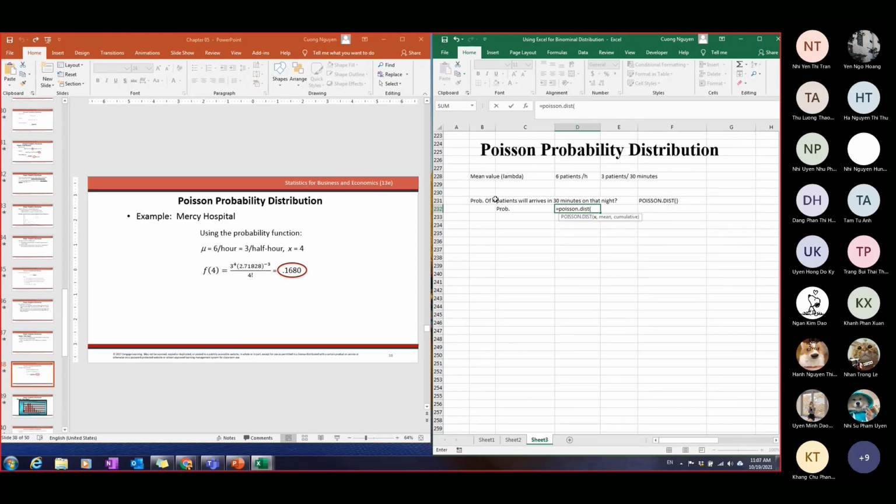X means we want to have 4 patients. Mean value, that's normally how many patients in 30 minutes? 3, right? For the cumulative, now we will just put in false. Okay, and you will see over here that means we have a 16.8% chance that 4 patients come in 30 minutes. You can do the same, you can test it with the probabilities and the outcome numbers.